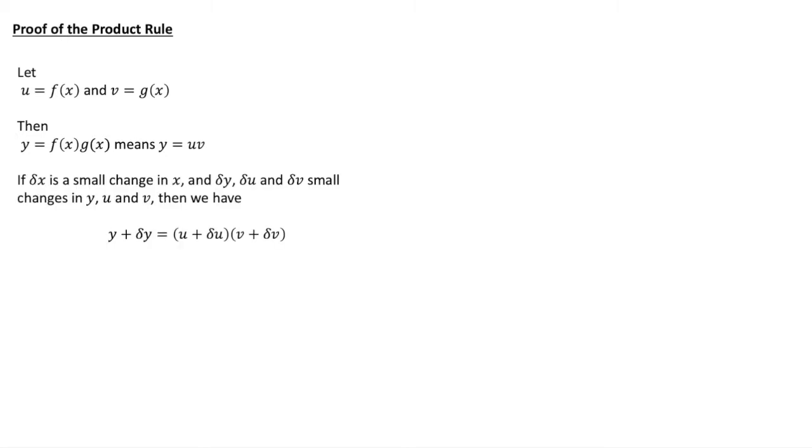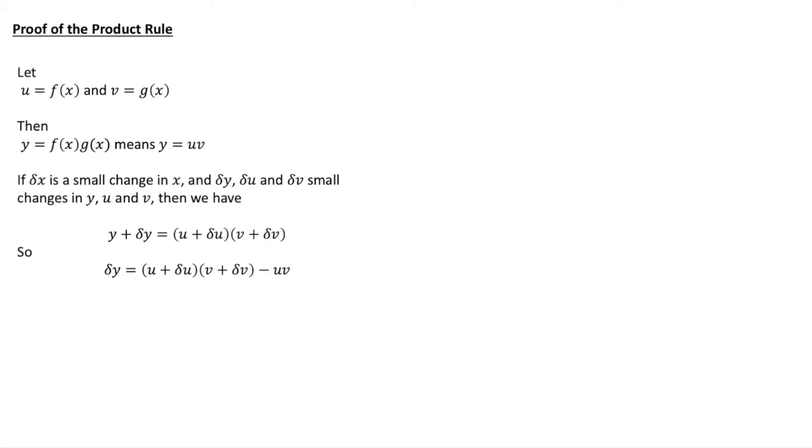So again, we're looking at small changes. So if delta x is a small change in x, and delta y, delta u, and delta v are small changes in y, u, and v, then first of all we can say that y plus delta y must be u plus delta u times v plus delta v, because y equals u times v. We can also then subtract y from both sides.